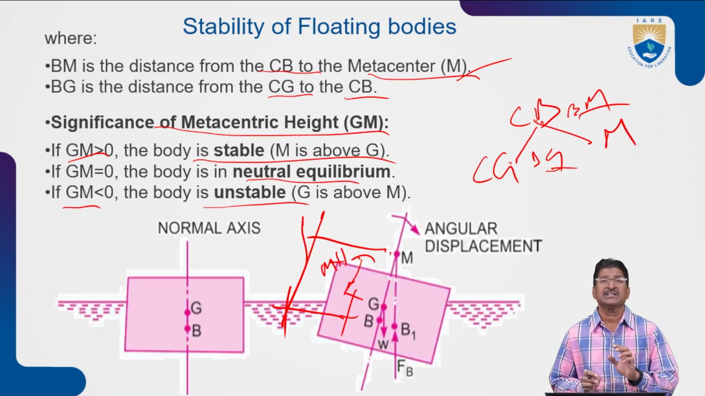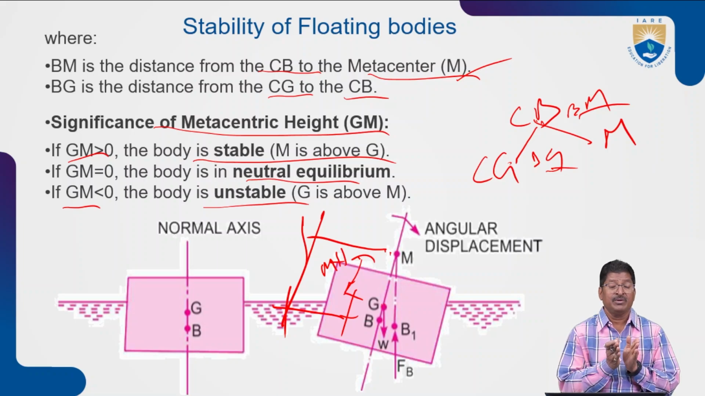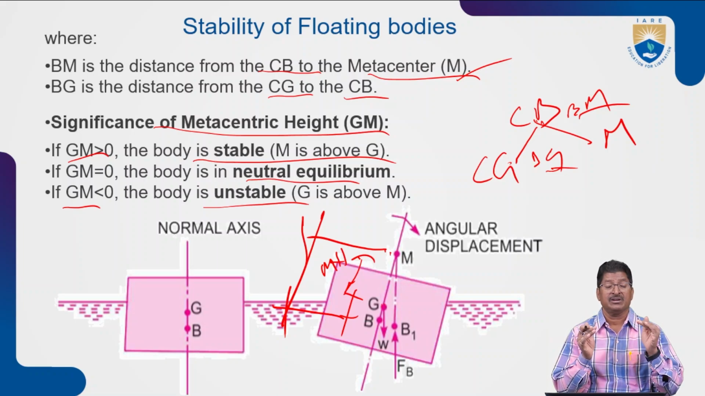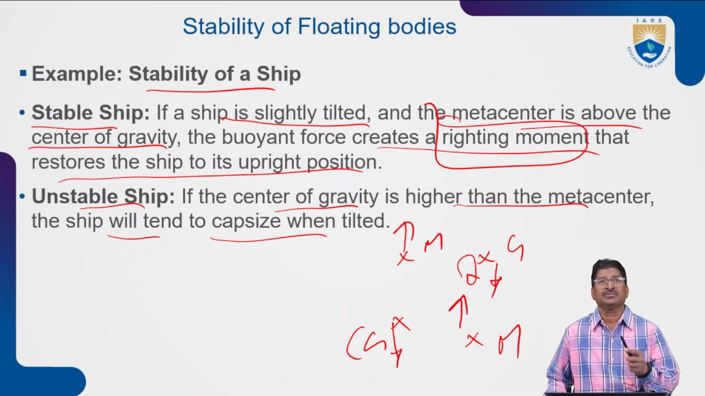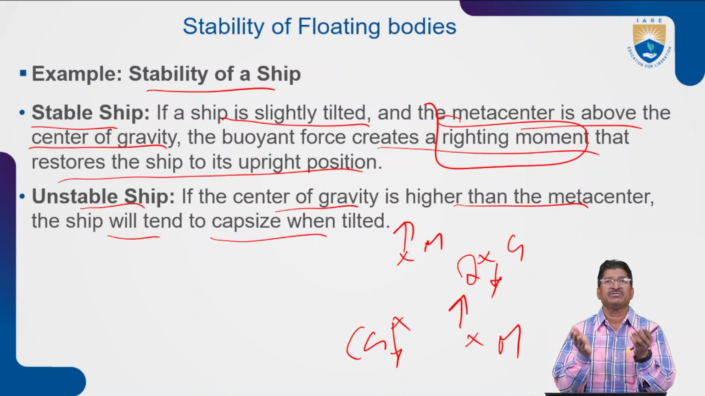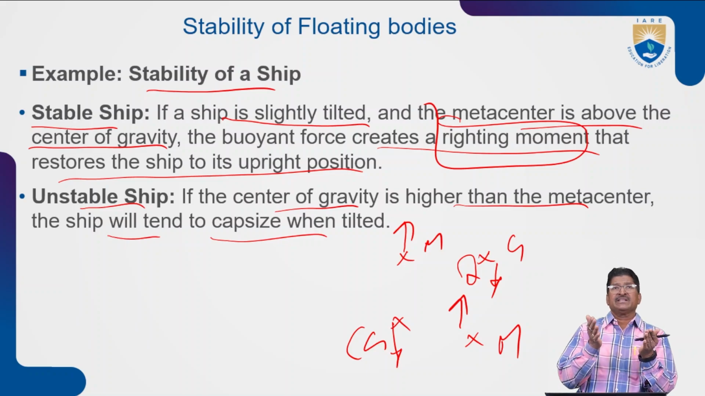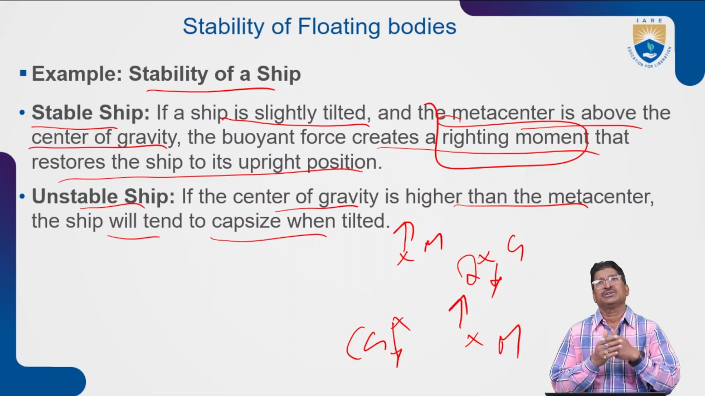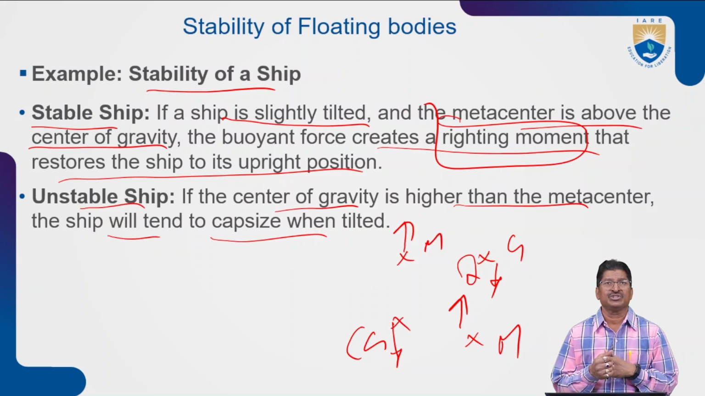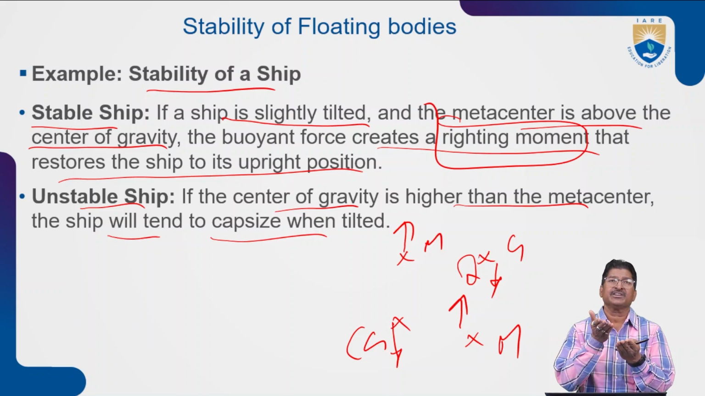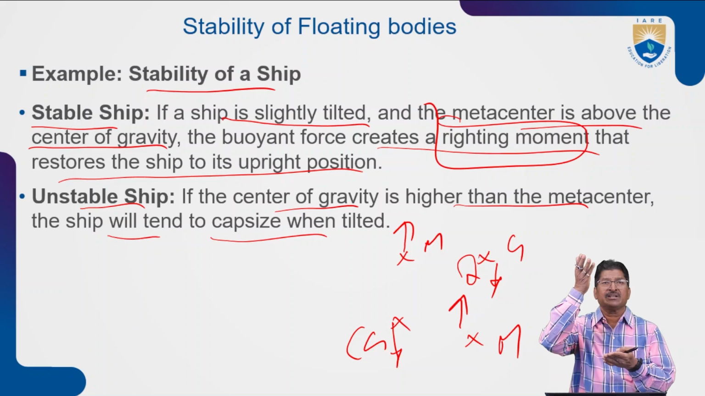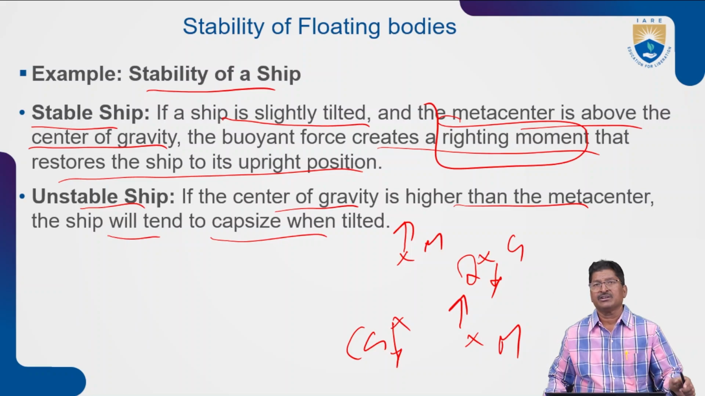The metacentric height is like a reference for the stability of the body, how stable the body is. If the metacentric height is more than 0, it is stable, and less than 0, unstable. If it is equal to 0, that is neutral equilibrium. Now the stability of a ship. Whenever a ship is given a small tilt and the metacenter is above the center of gravity, then it is a stable condition, with a righting moment restoring its original position. An unstable ship has its center of gravity higher than the metacenter. That means the center of gravity is above and the metacenter is below, so it will sink. It will not regain its original position.